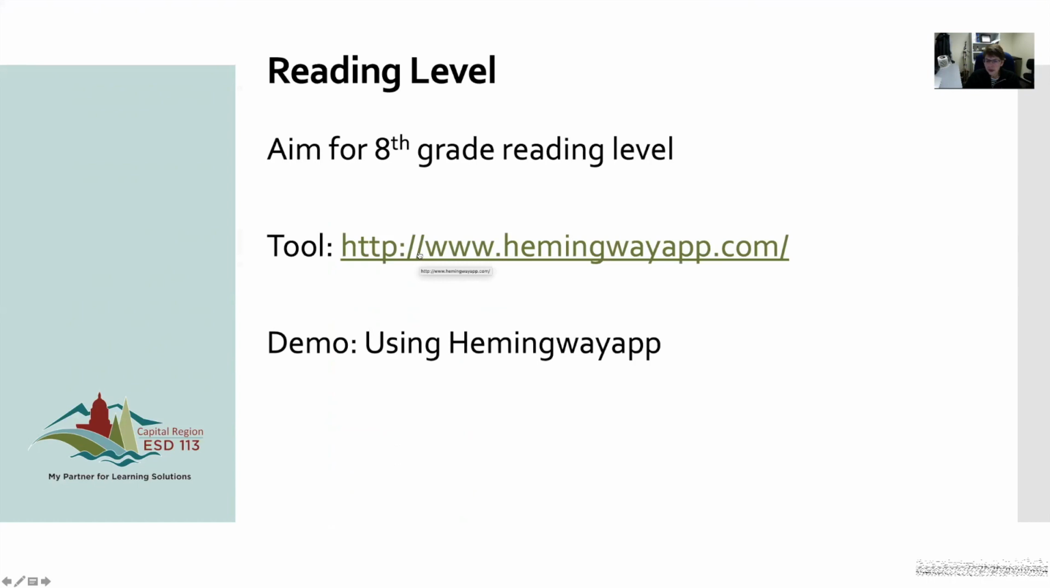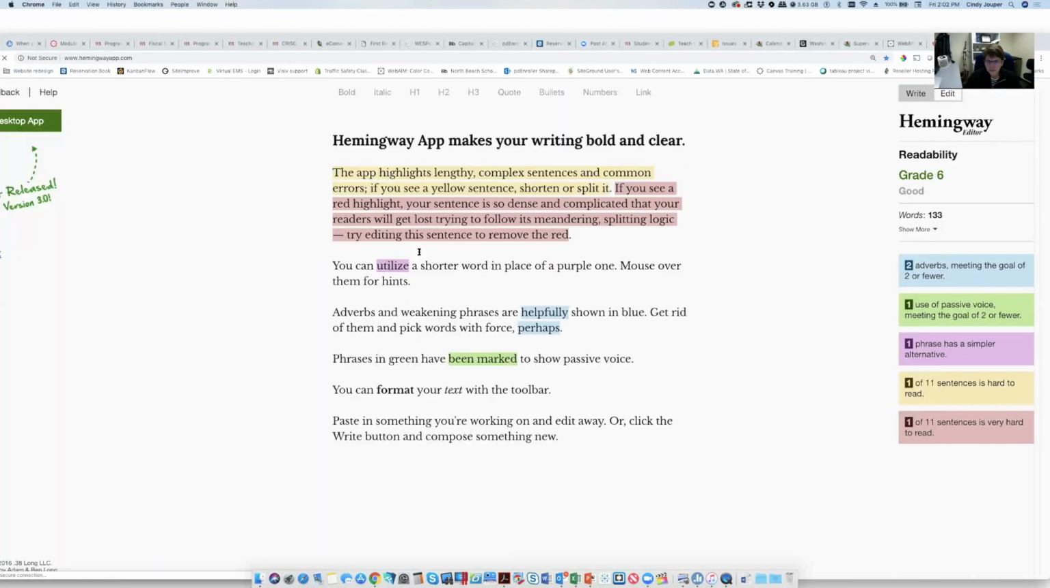So I want to demonstrate it really quickly. If you go to the Hemingway app, you'll see that all you have to do is delete this and paste in whatever text you have that you want to check. And then it will give you this information. Ironically, it's all color-coded, but I think you can figure out by hovering over it, it gives you more information on some of these. So yellow means that the sentence is lengthy and complex. And so if it's yellow, you should probably shorten it or split it.